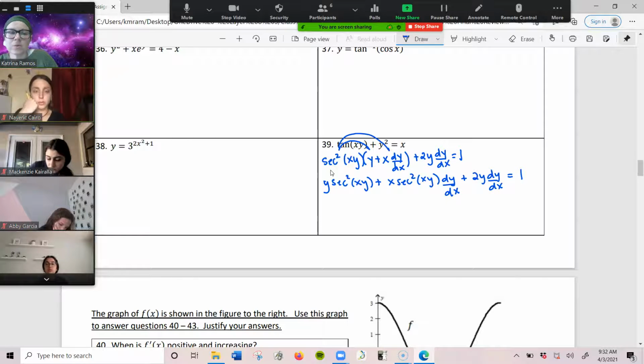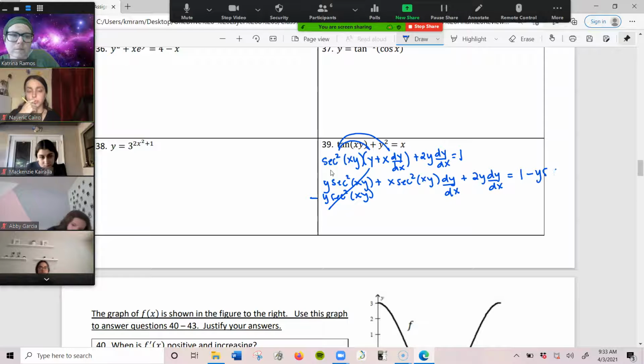Okay. So again, we want to get these dy/dx's here by themselves. So we're going to keep these here on the left. So I'm going to subtract this y secant squared xy over to the other side. Yeah?